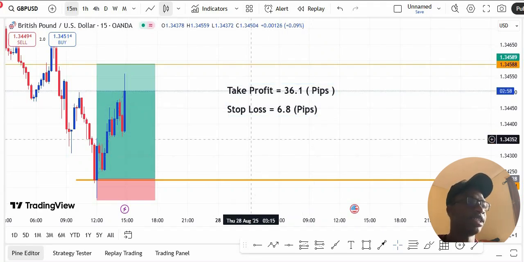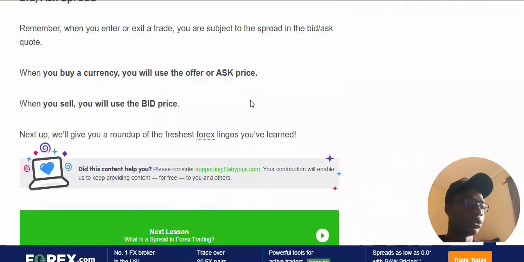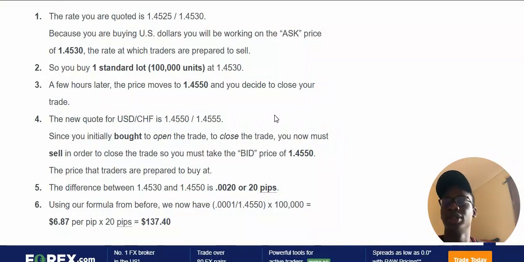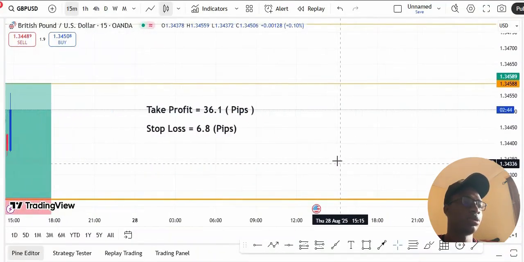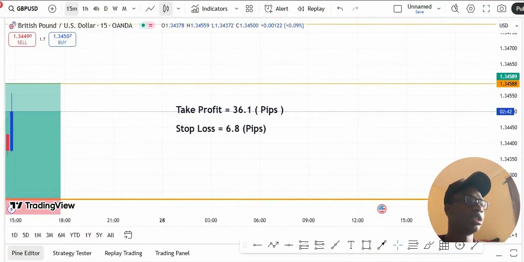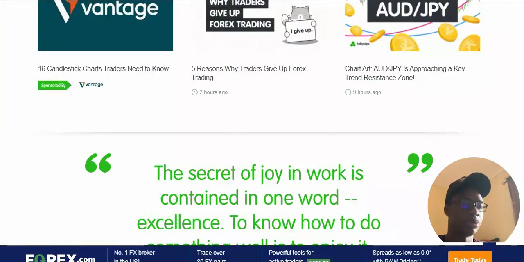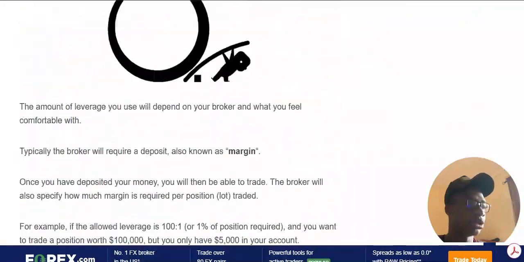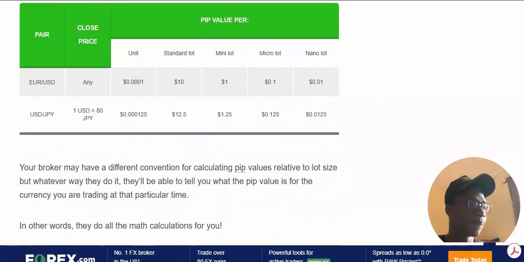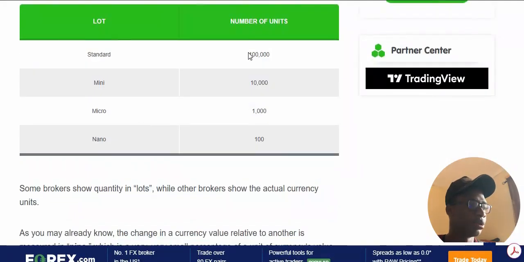Let's say for example, remember I said there are four types of lot size. We have the standard, the mini, the micro, and the nano. You get what I'm talking about. So let's start from the 100 units. Remember we talked about units. We have a nano. So what we're going to do right now is count it in tens.